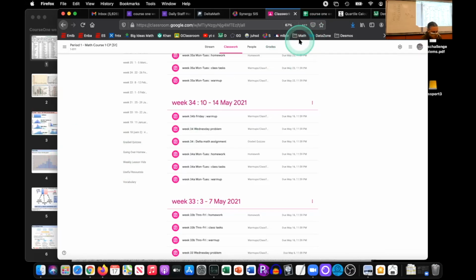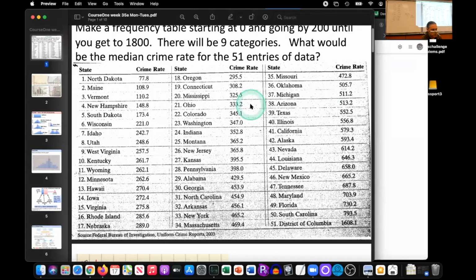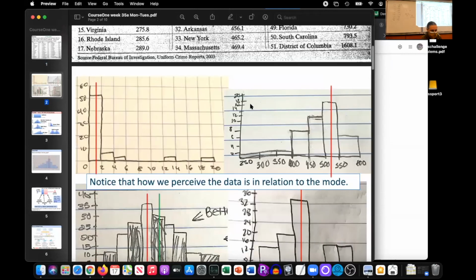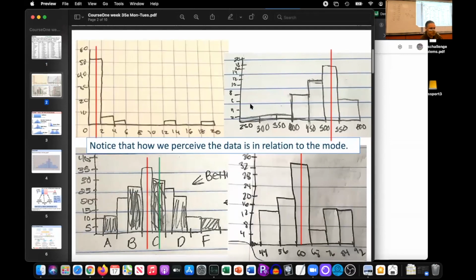All right, well, we've been making all kinds of bar graphs, and so here's some that a couple of y'all drew. And if you notice, we all get all kinds of different shapes and sizes, but the way we interpret these bar graphs is always in relation to the mode. Okay, so notice once you know where the mode is, that gives you a way to interpret the bar graphs.